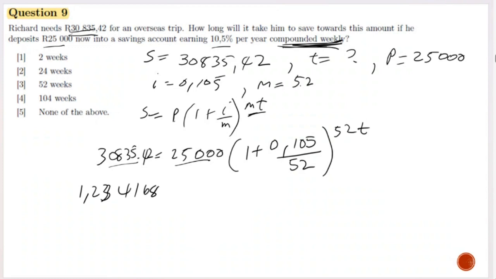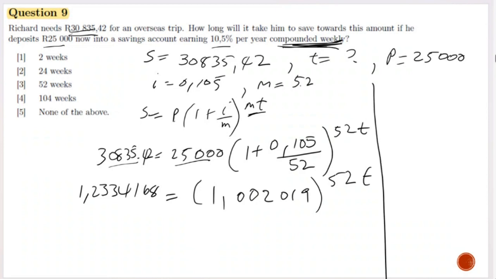1,233,416. I like to leave things to 5 decimal places and even more, especially if I'm going to be working with logs, to avoid truncation error. And then here I'm going to be having 1,002019 to the power 52t. As you can notice, this is an exponential equation. So when we have an exponential equation, you've got y is equal to a to the power x. So therefore, your x is equal to log of y over log of a. Okay, so that's what we are going to do here.